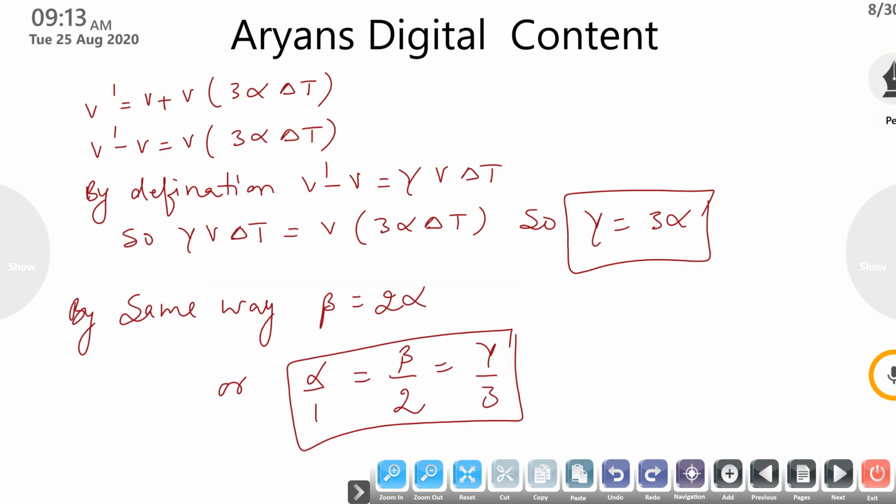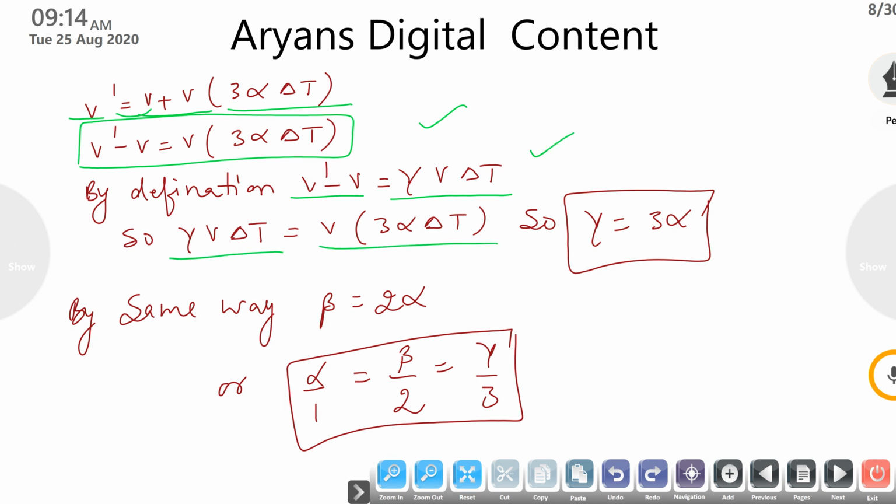Okay, so let us see the next slide. Yes, V dash will be V plus V 3 alpha delta T. If we take this V on this side, then this is the final expression. Now, as we know, according to the definition, V dash minus V is nothing but gamma V delta T. So, after comparing these two equations, we can simply write gamma V delta T is equal to V 3 alpha delta T. So, from here we can simply say that gamma is equal to 3 alpha.